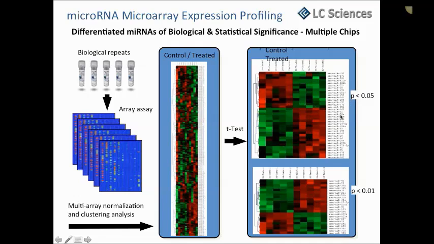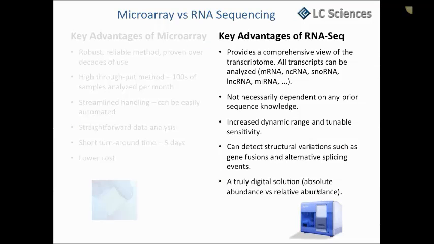And here's basically the result of a t-test shown at different p-value cutoffs. The p-value is, of course, the measure for the statistical significance, so the lower, the better. So these microRNAs here are clearly differentiating between the control and the treated group. That's pretty straightforward and fairly low cost.